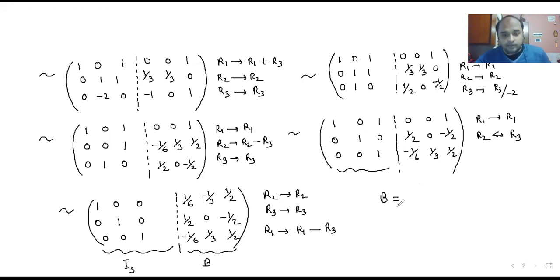But the main important point is that you have to be very careful while calculating, because if you make any mistake, left hand side I3 will not come. So in that case, we can say that B is your A inverse. Time is running out. We shall discuss in the next session.